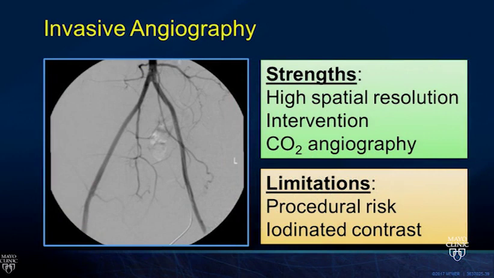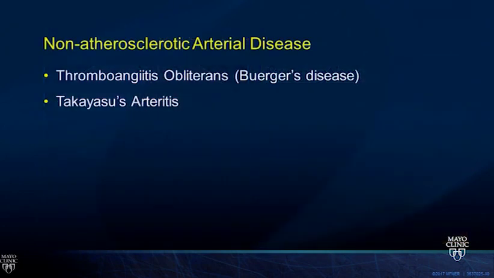And then invasive angiography, certainly the strengths are very high spatial resolution. You have the option of doing intervention. Sometimes with chronic kidney disease, you can get away with a CO2 angiography. Oftentimes the images are not great. And then the limitations that we would expect, procedural risk and contrast.